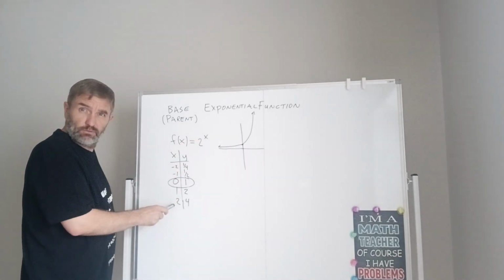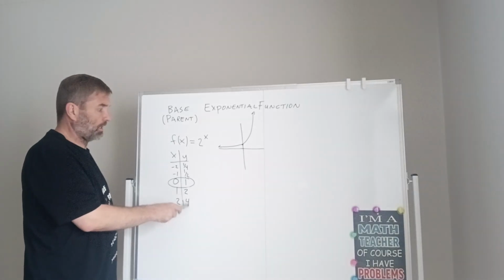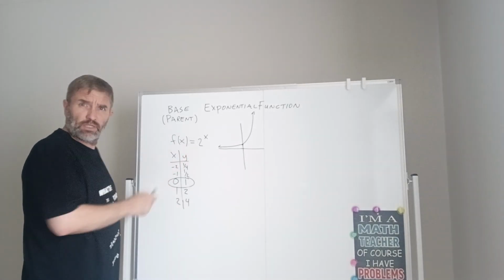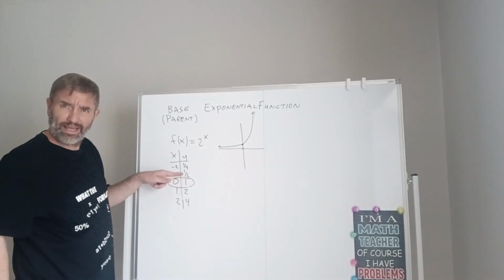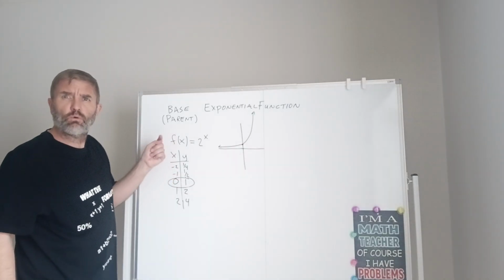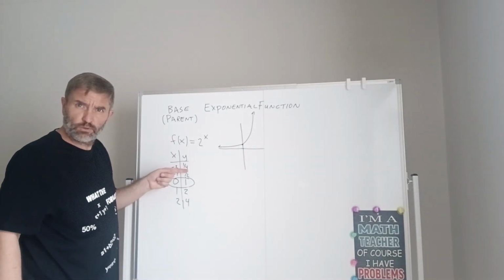Now, 2 squared is 2 times 2, which is 4. Okay? What about the negative 1? Well, 2 to the negative 1 is actually a fraction. It's 1 over 2 to the 1. So there's your 1/2. 2 to the negative 2 is 1 over 2 squared, which is 1/4.